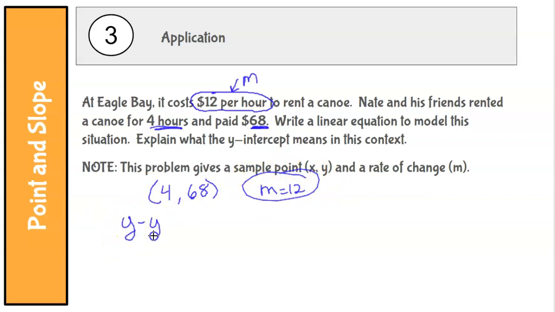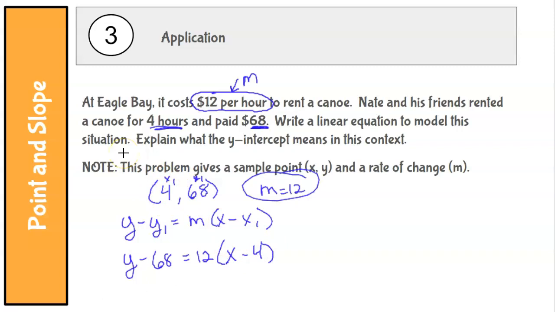So here's my point-slope form, y minus y1 equals m times x minus x1. Again, it's always a good idea to write that down until you have it memorized. This is my x1, this is my y1. Always a good idea to label them. Y minus y1, I'm going to replace that with 68. I'm going to replace the m with 12. X minus x1 is 4.